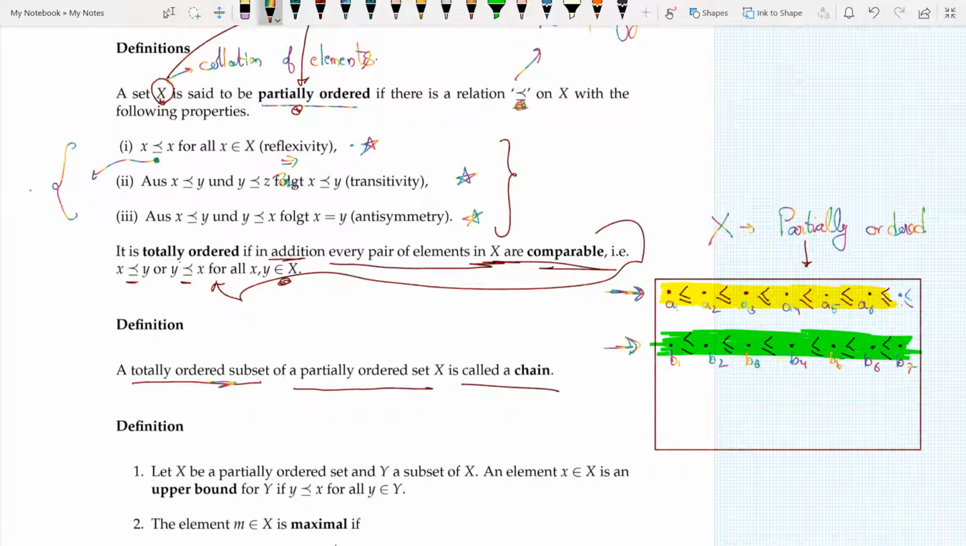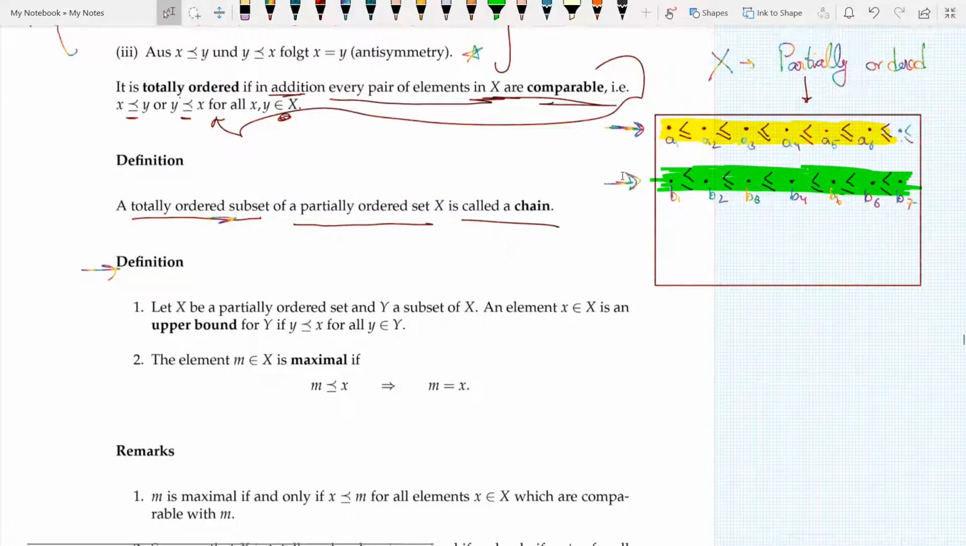But capital X is my partially ordered set, which means that not every element can be compared with each other. The elements satisfy these three properties, but not every element is comparable to each other. Whereas in a chain, every element is indeed comparable to each other.